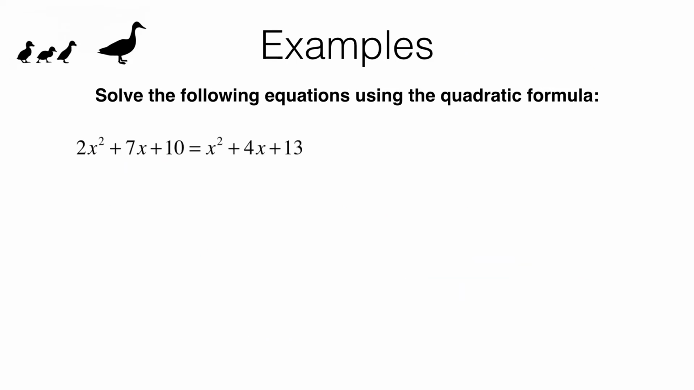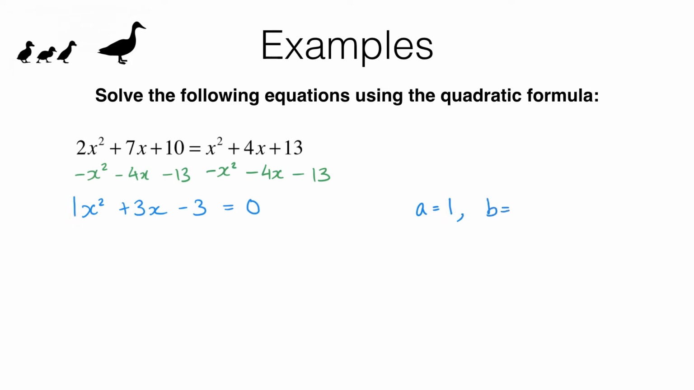Let's have a look at the second example. Again, we've got a quadratic equation, but we don't have a 0 on one side. So what I'm going to do is subtract x squared, subtract 4x, and subtract 13 from each side. That gives me x squared plus 3x minus 3 equals 0. Now this gives us a equals 1. Remember, that's the coefficient of x squared. We've got 1x squared here. B is the coefficient of x, which is positive 3. And c is the constant term, which is negative 3.